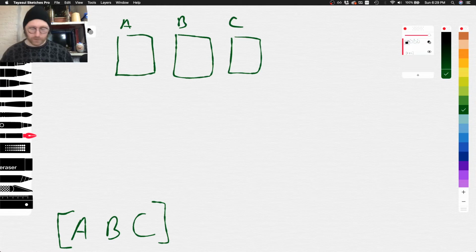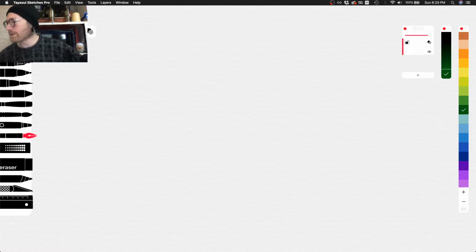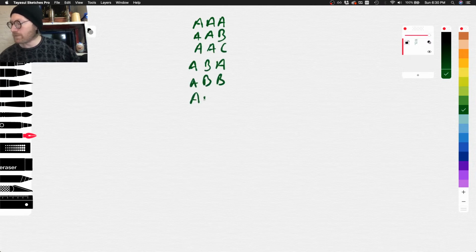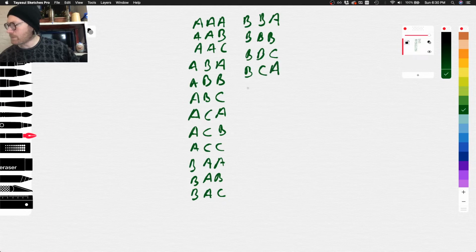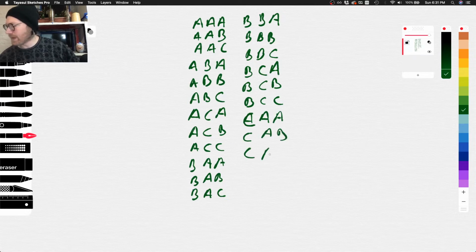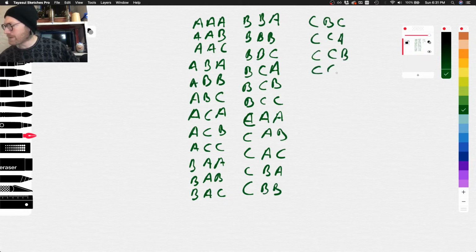This is going to take up a little bit of space, so why don't I do it like this? Start counting over here. Let's do AAA, AAB, AAC, ABA, ABB, ABC, ACA, ACB, ACC, BAA, BAB, BAC, BBA, BBB, BBC, BCA, BCB, BCC, CAA, CAB, CAC, CBA, CBB, CBC, CCA, CCB, CCC.